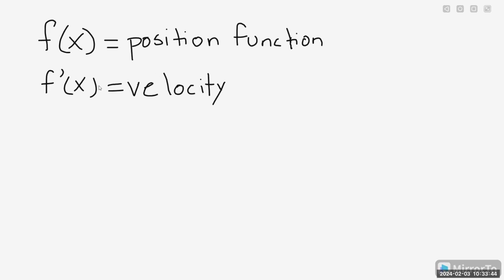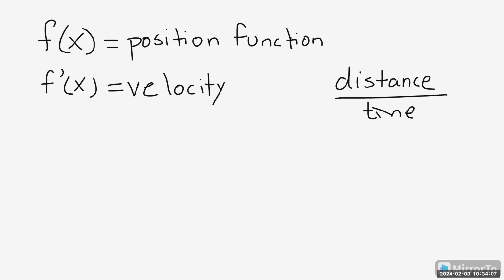So if f of x is a position function, it represents the position of an object that's moving. f prime of x represents the velocity of that object, as in the rate of change of distance over time. My iPad's acting strange. Here, let me rewrite that.